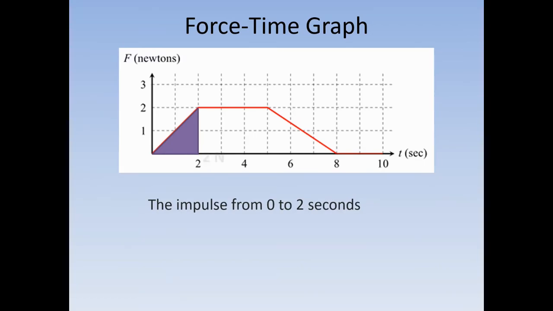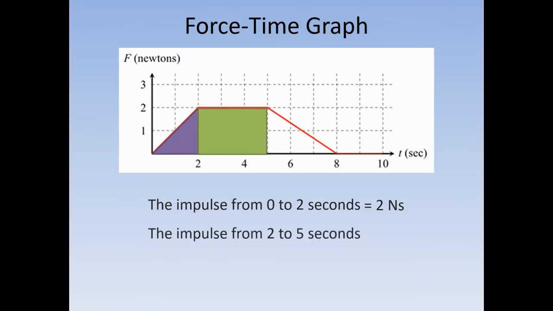The height on our graph turns out to be 2 newtons. The width on our graph is going to be 2 seconds. So we're going to take that 2, multiply it by 2, and then divide it by 2 because it's a triangle. So 2 seconds times 2 newtons, and take the half of that, it's going to be 2 Newton seconds.